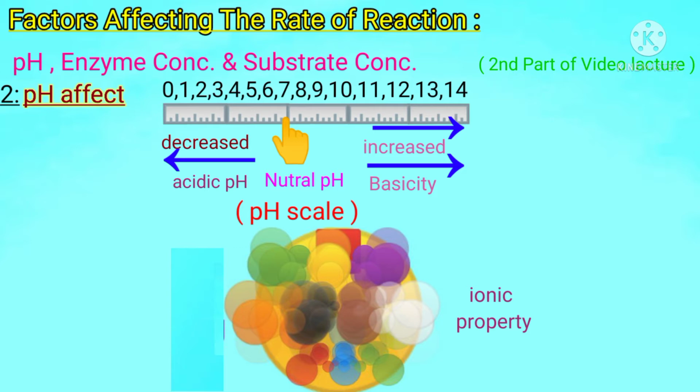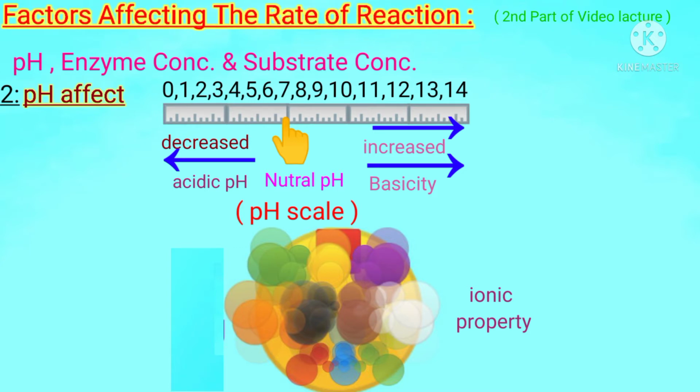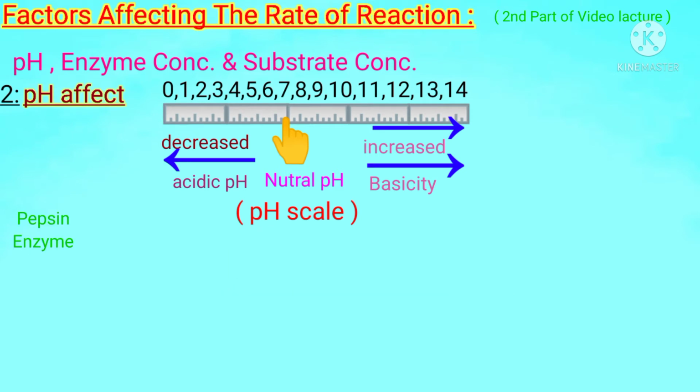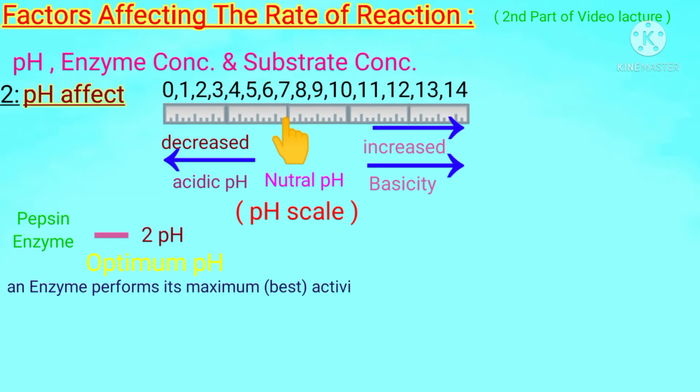Students, so for the proper functioning of the enzyme, the pH must be fixed and stable so that the enzyme will work best. For example, pepsin enzyme can work best at about 2 pH. This 2 pH is an acidic number. So pepsin can perform the best catalytic activity in the acidic medium, and its 2 pH is known as the optimum pH. Like optimum temperature, optimum pH is that pH at which an enzyme shows its maximum activity.